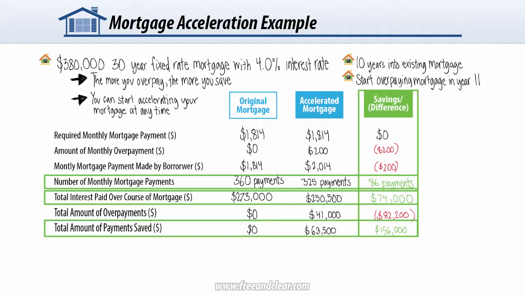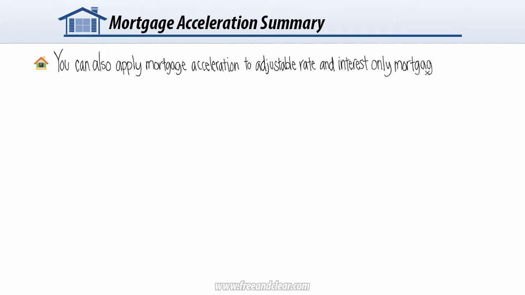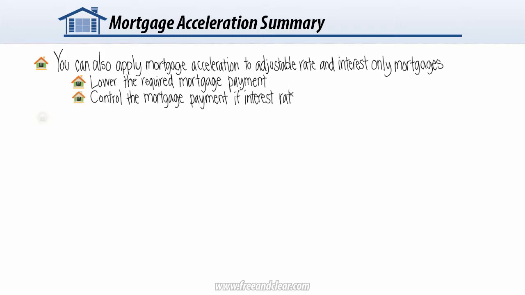So even though the borrower started applying mortgage acceleration 10 years into the mortgage, the borrower is able to make 35 fewer monthly mortgage payments and save approximately $22,500 in interest expense over the life of the mortgage. The examples we've reviewed have shown how mortgage acceleration can be applied to a fixed-rate mortgage, but you can also apply mortgage acceleration to an adjustable-rate mortgage or to an interest-only mortgage. In both cases, the borrower can apply mortgage acceleration to either lower the required monthly mortgage payment or control the mortgage payment in a rising interest rate environment.